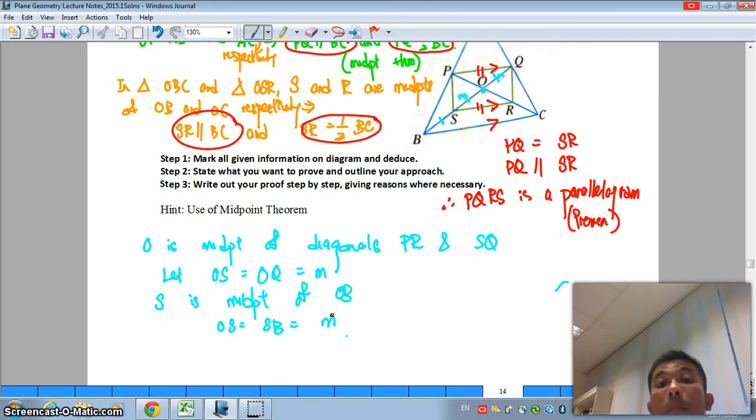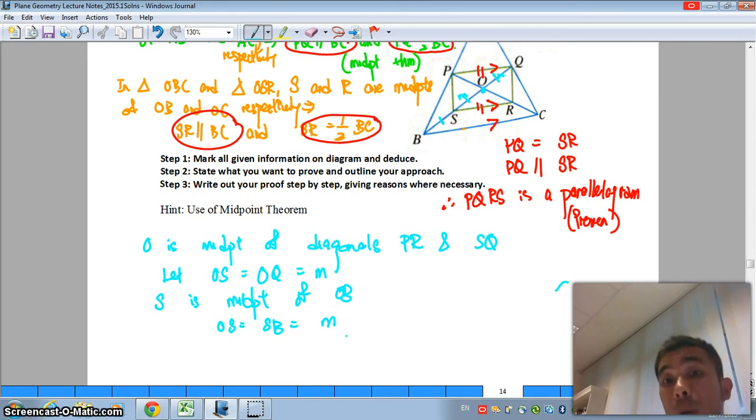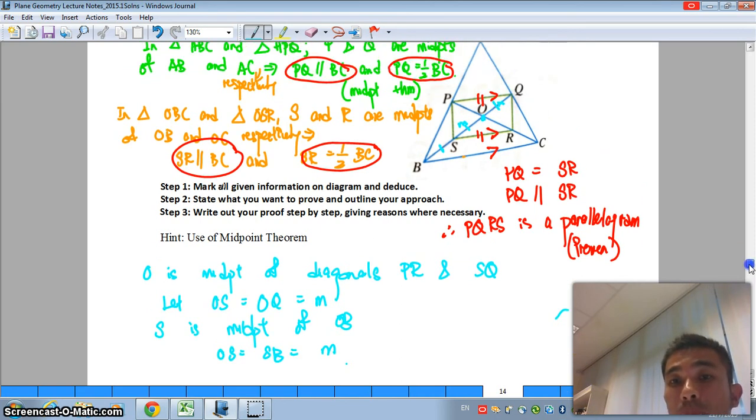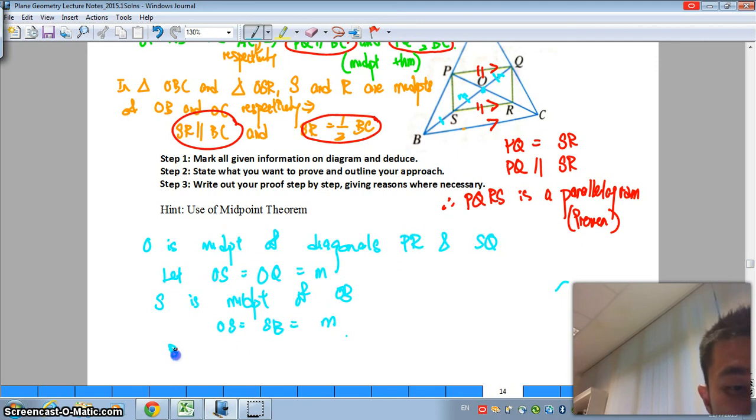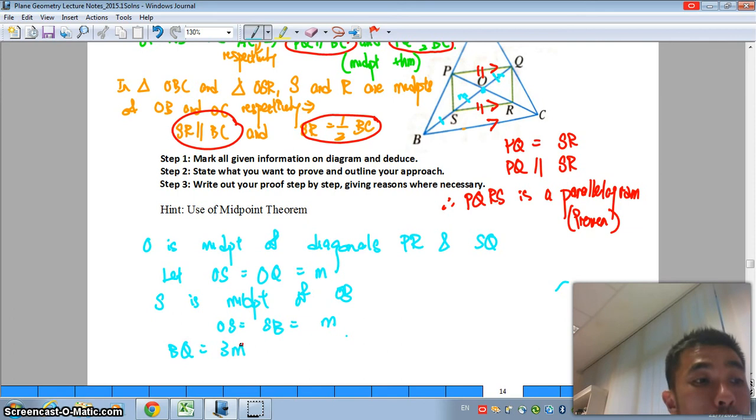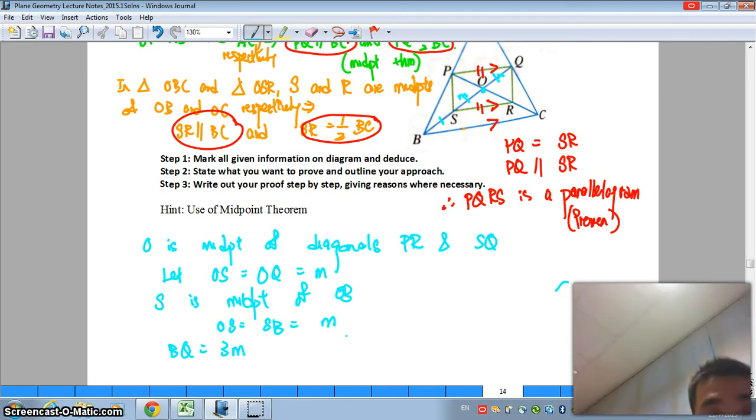We are making use of the method of denoting the unknown, so it's easier for me to present my working. Then your choice is as clear as mine. What is the length of BQ now? BQ is equal to 3M, whereas OS is equal to M. So therefore, OS is equal to 1/3 of BQ. Shown.